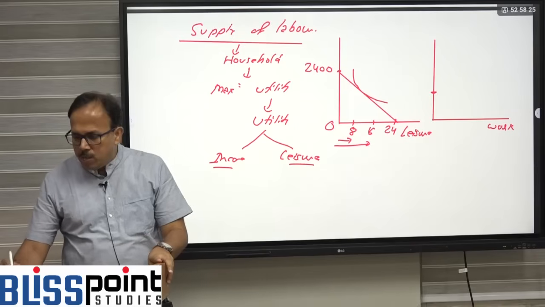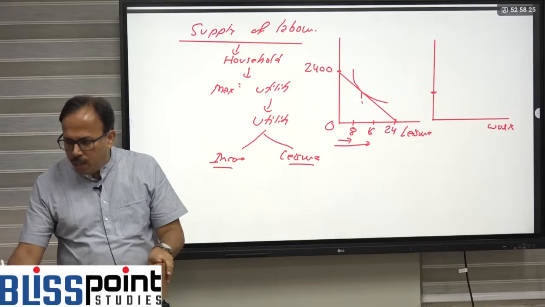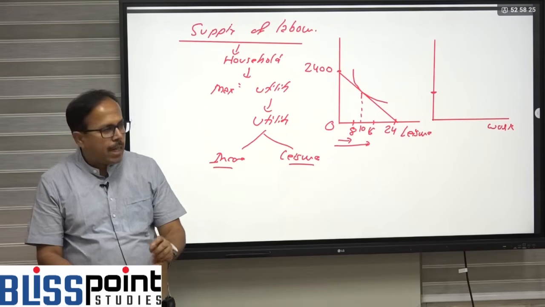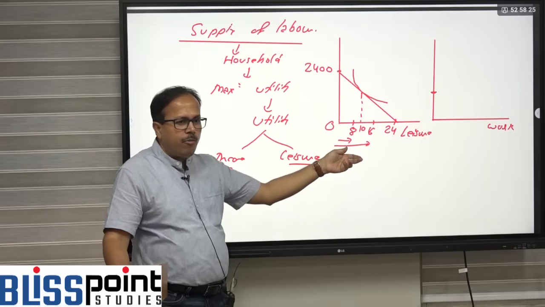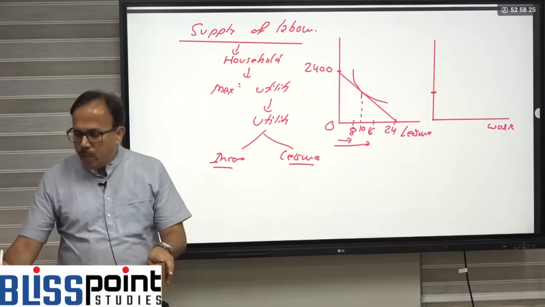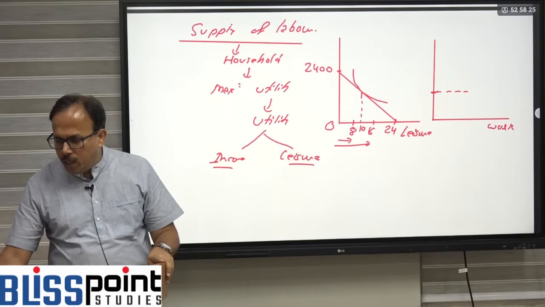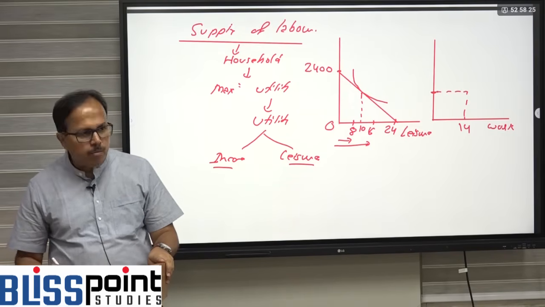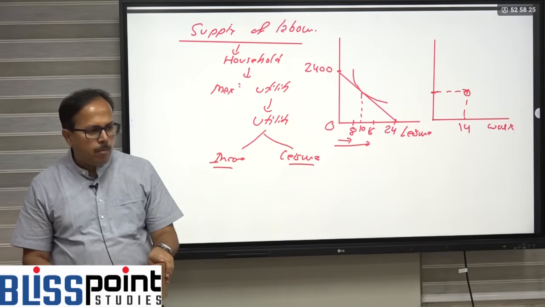So if at the maximizing utility I mark a number here and write 10, what does it mean now? 10 hours of leisure and 14 hours for work. So at this wage rate, the person is working for 14 hours. I can mark here 14. I get 1 point here.